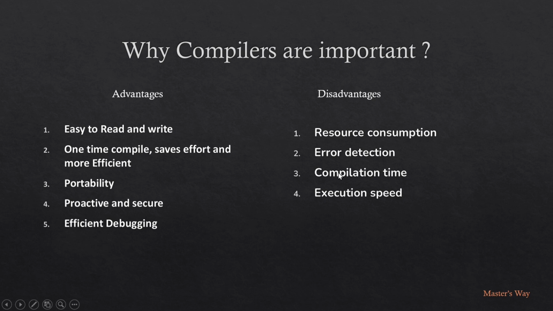And another disadvantage is error detection. Compilers can only detect syntax errors and certain semantic errors and may not catch all errors in the source code. This means that the compiled program may not behave as expected, and debugging may be required to identify and fix the errors. And another disadvantage is resource consumption. Compilers can consume system resources, particularly during the compilation process, which may affect other tasks on the machine. So these are all the disadvantages.